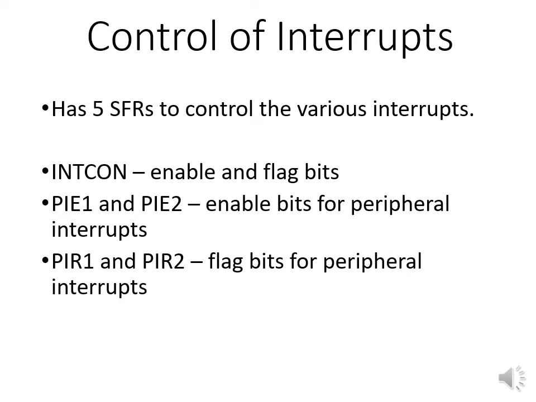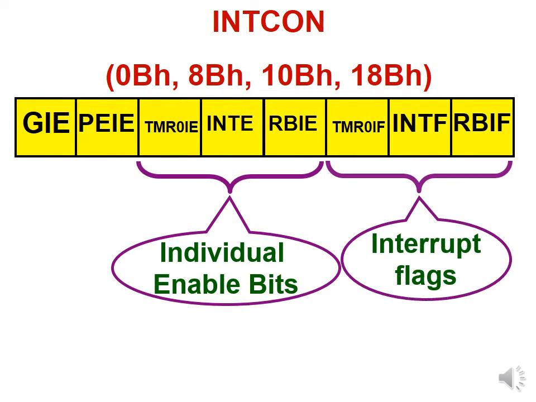The PIC 16F877 has 5 SFRs that are used to control the various interrupts on it. These SFRs are INTCON, PIE1, PIE2, PIR1, and PIR2. The INTCON SFR, found in all the 4 banks, is a collection of interrupt flags and interrupt enable bits for those interrupts that are core to the PIC 16F877.